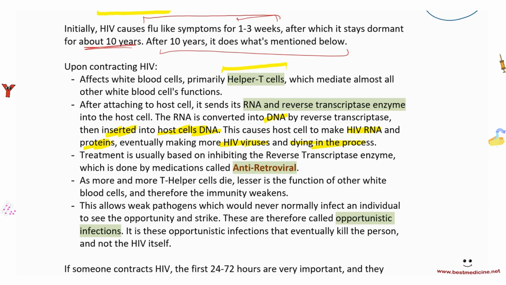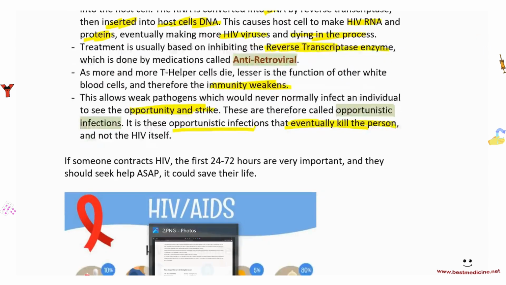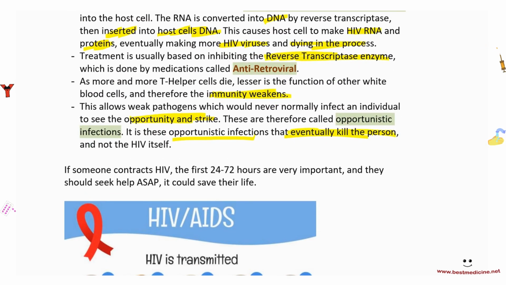So treatment is usually based on inhibiting the reverse transcriptase enzyme, and that is done by medications called antiretrovirals. As more and more T helper cells die, lesser is the function of other white blood cells, and therefore the immunity weakens. And when the immunity weakens, then weak pathogens will strike. They will see the opportunity and strike, and they are called, as a result, opportunistic infections. It is these opportunistic infections that eventually kill the person. The person doesn't die directly from HIV, but these opportunistic infections can kill the person. Sometimes the person may even get different kinds of cancers because of those opportunistic infections.